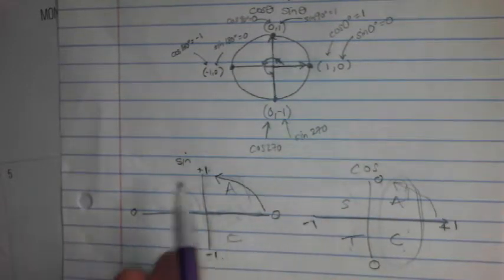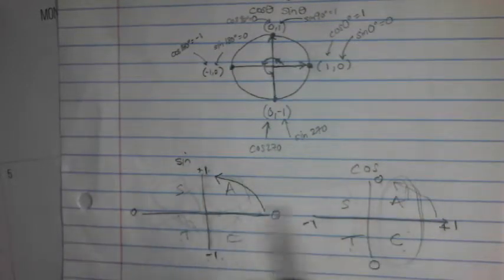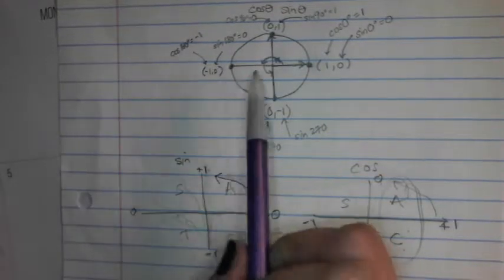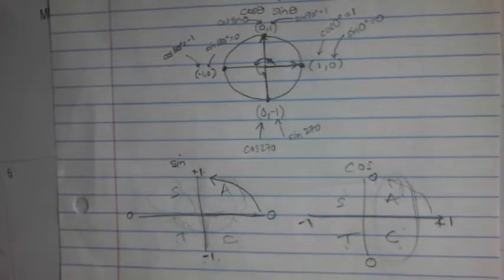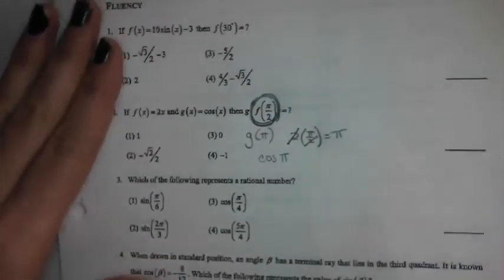Because "All Students Take Calculus" doesn't really help you on those. Does that make sense? Because you're in between quadrants. I mean, it does, but it's a stretch. You can better remember it based on the coordinates or based on just these two individual charts, one for sine, one for cosine. Okay? So back to that, the cosine of pi is negative 1. Both charts will tell you the same thing. And that answer is number 2. Okay? Other questions? Nate?